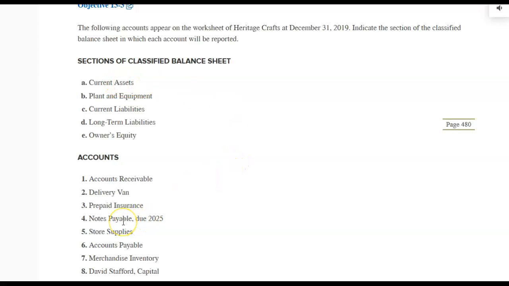The notes payable is a long-term liability. Long-term liability, it's past 30 days. And especially here, it's due 2025. So it's like a 5-year liability. So it's a long-term liability. Anything over a year is considered long-term.